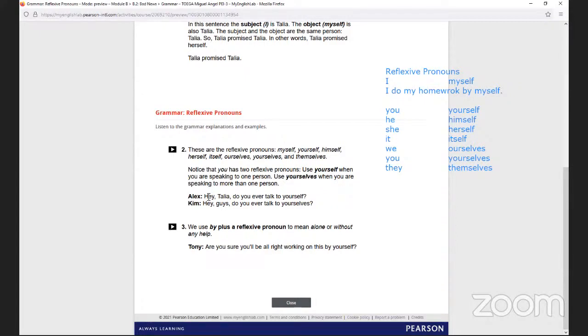For example, Alex says here, "Hey, Talia, do you ever talk to yourself?" It is because we are talking about only one person, Talia, singular. But here, "Hey guys, do you ever talk to yourselves?" we are talking about many people, in plural. So we have to be very careful when we use singular and plural. And as I was telling you, we could use "by" to refer using the reflexive, or maybe it's not necessary, if you want it.